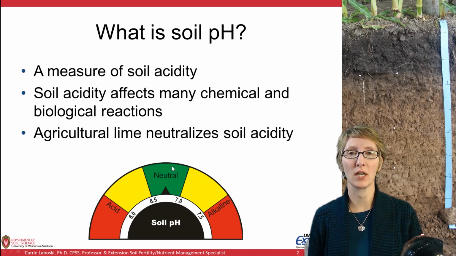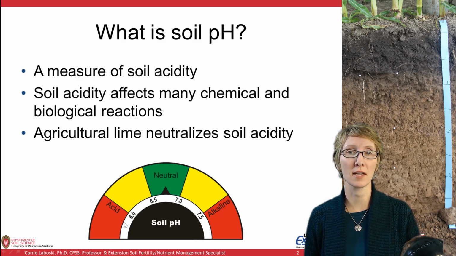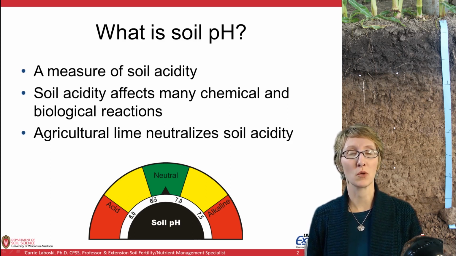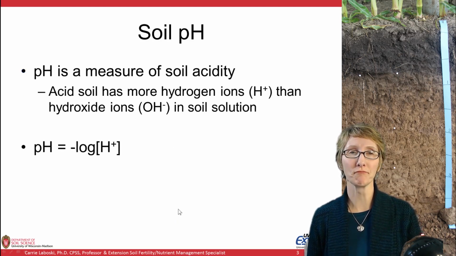The schematic here on the bottom shows an analog scale of soil pH. You can see that acid soils are considered those that have a pH less than 6. Alkaline soils are those with a pH greater than 7. And from a soil standpoint, neutral soils are typically considered 6.5 to 7.0.